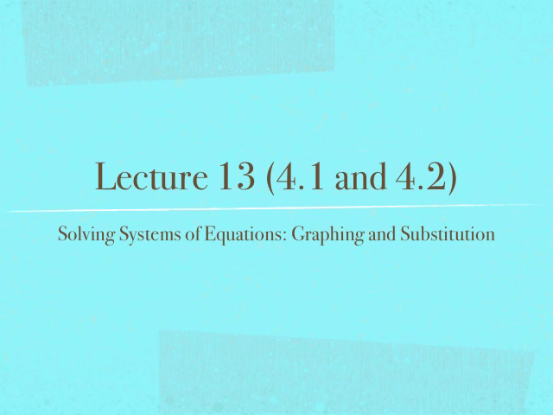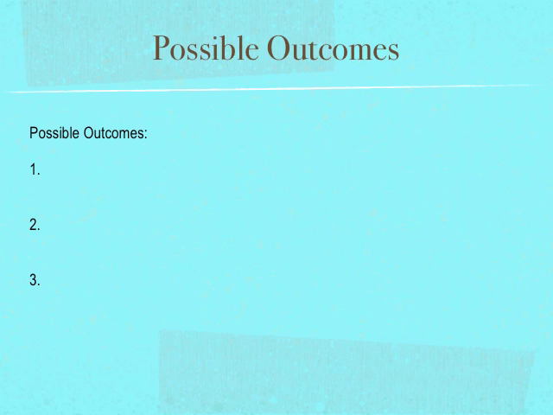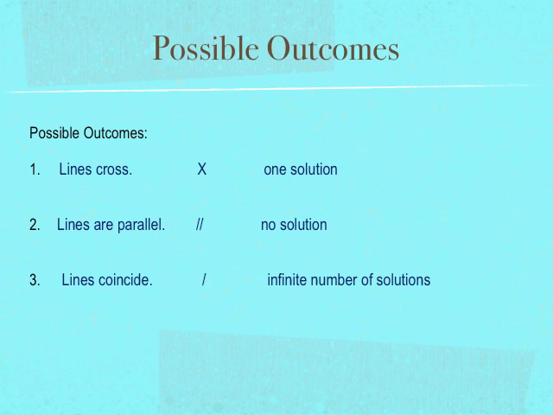All right, so we are solving systems of equations by substitution, and now let's look at what possible outcomes we could have. Remember these outcomes from when we did graphing. We might have our lines crossing, so we'd have one solution. We might have our lines being parallel, which means no solution, and we might have coinciding lines, which means infinite number of solutions. Now when we were graphing, those weren't hard to see.